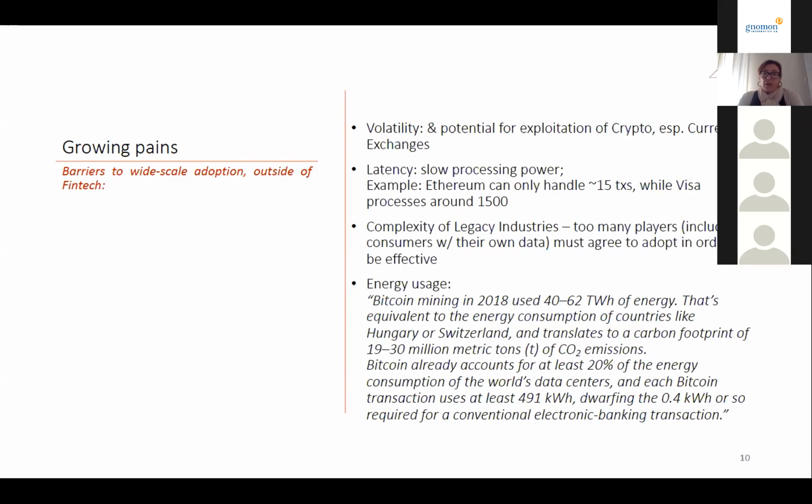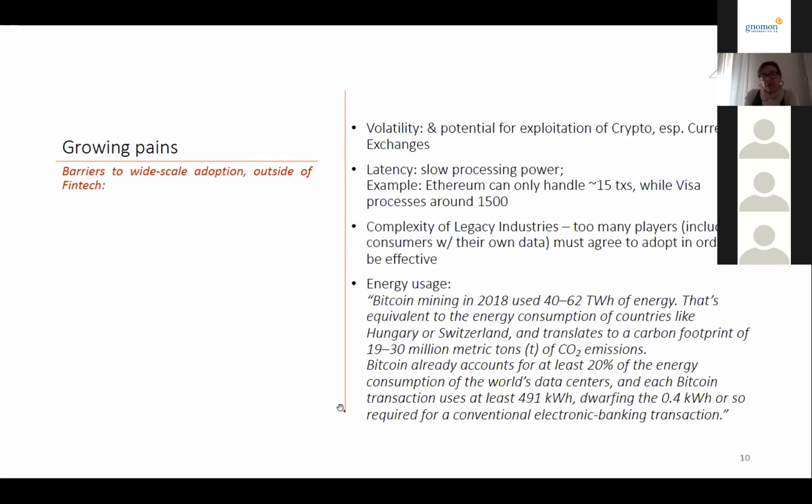There's very big bottlenecks in many industries. We call them legacy industries, because there's so many players and stakeholders, right, including consumers with their own data, that have to agree to adopt this solution in order for it to actually work and be effective. So when you have an industry where there's many different players and many different intermediaries involved in one transaction, if all of them don't agree to participate with a blockchain solution, then you have adoption problems.